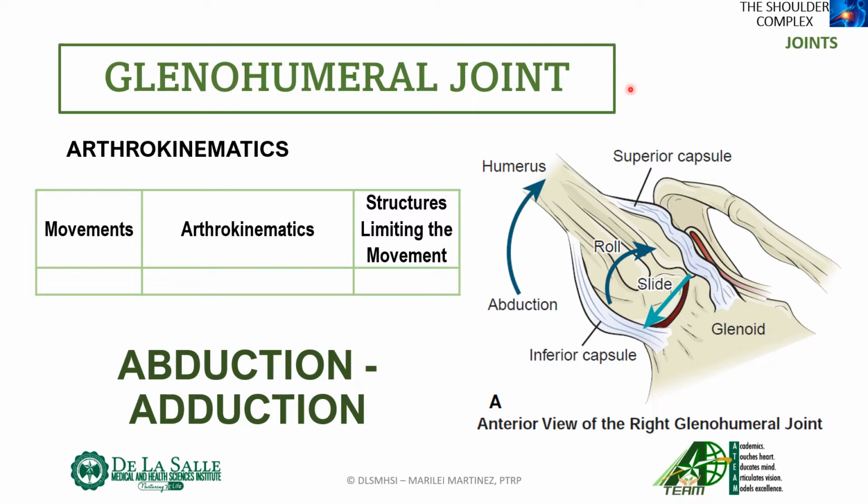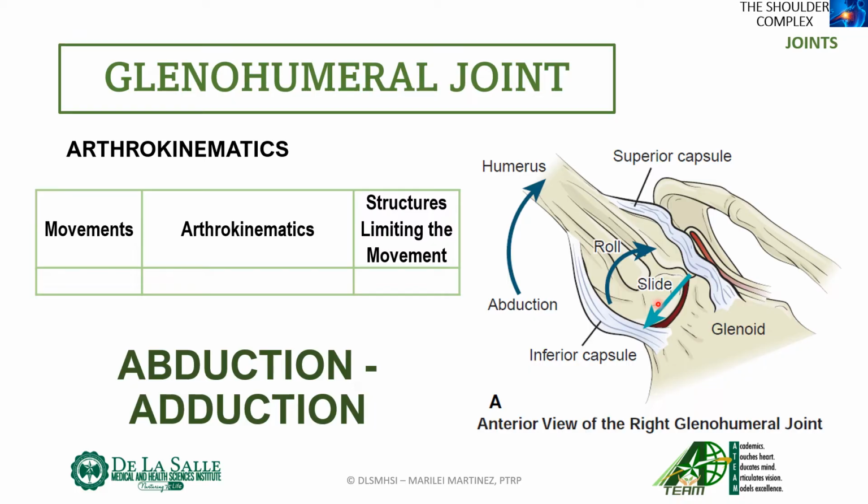During abduction, the convex head of the humerus rolls superiorly, so just follow the shaft of the humerus which moves superiorly as well, and slides inferiorly, so opposite rule because it's the convex that moved and not the concave. Okay, so abduction, open kinematic chain, so it's the humerus that's moving on the fixed glenoid fossa. Convex head of the humerus rolls superiorly and slides inferiorly against the concave glenoid fossa of the scapula.